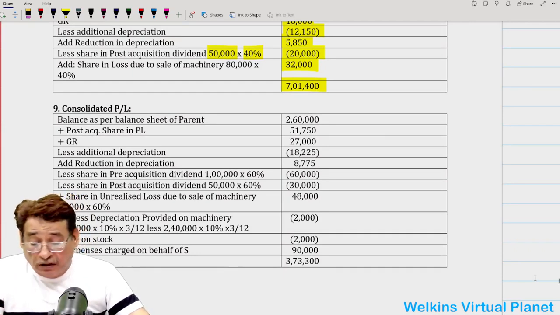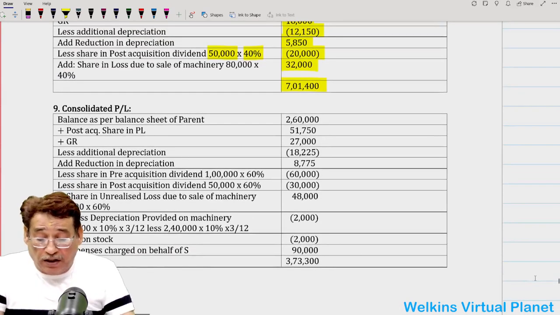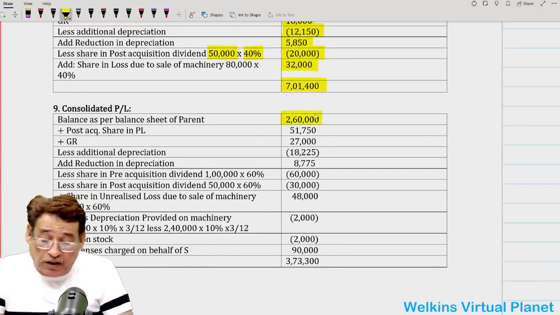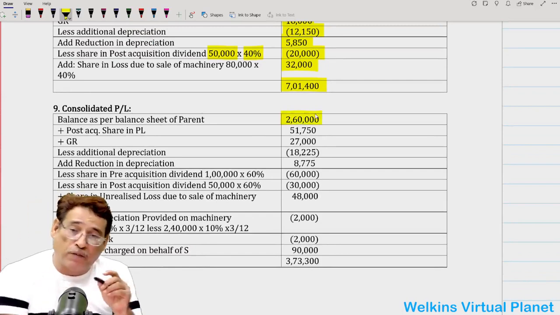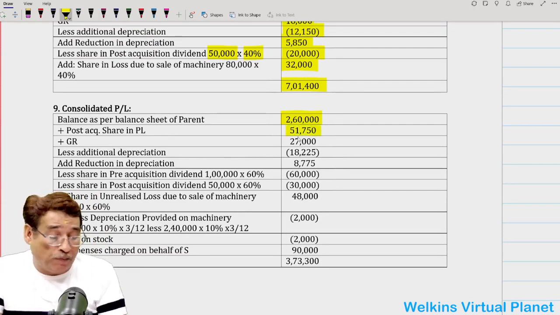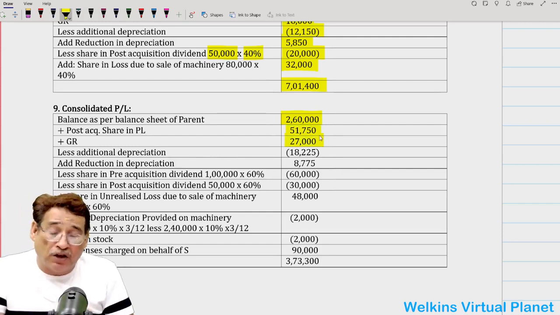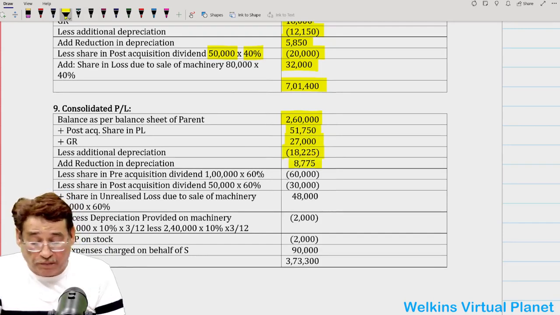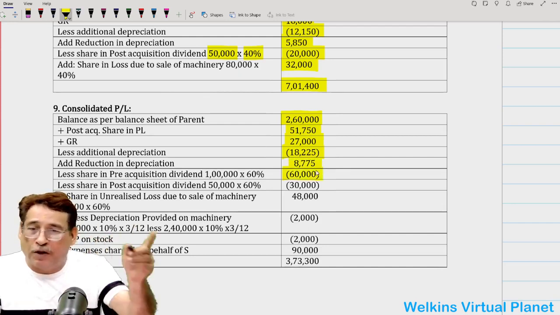1-7-2021. Anyway, now, consolidated P&L, we are also asked. Now, if you compute the consolidated P&L, you will write, first of all, the balance as per balance sheet of the parent company or holding company. Then share of holding company in the post-acquisition profit, share of holding company in the general reserve, then additional depreciation which you have written in the lower part, correct? And then reduction in depreciation, share of holding company. Share in post-acquisition profit is subtracted from P&L and subtracted from investment.